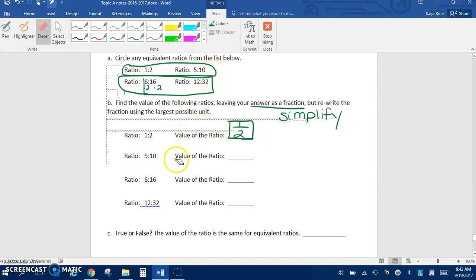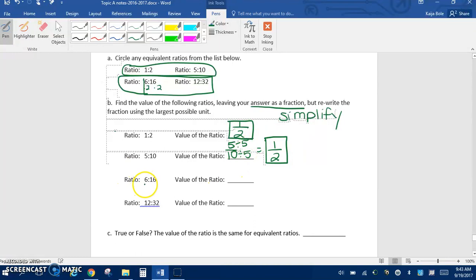Alright, so for 5 to 10 here, we need to write it first as a fraction, which would be 5 over 10. Alright, and we ask ourselves, can we simplify? And we can. We can divide both numbers by 5. So our final answer here would be 1/2. Alright, and this is the value of the ratio.